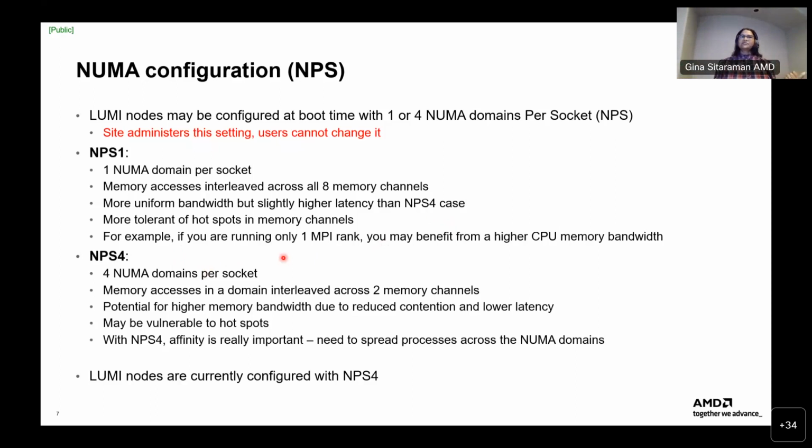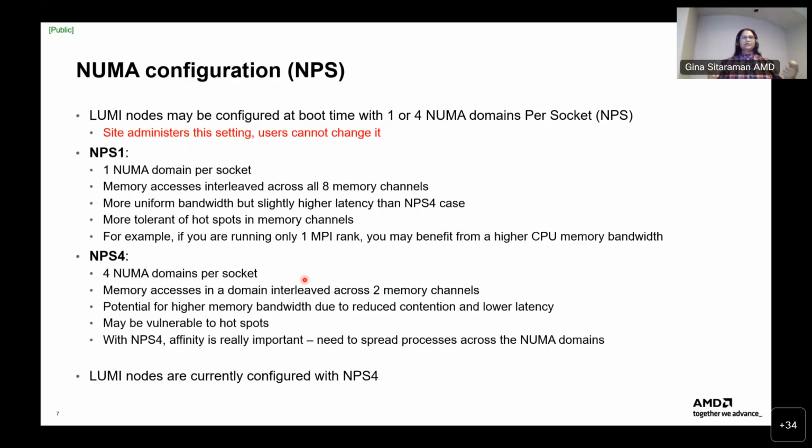But in NPS 4, we have 4 NUMA domains per socket. So of the 8 memory controllers, each NUMA domain is associated with 2 memory channels or 2 memory controllers. So all the memory accesses are going to be interleaved across 2 channels instead of 8. And so this helps us because of reduced contention. We can get a higher memory bandwidth and also lower latency because these memories will be local to this set of cores, all of them belonging to the same NUMA domain. But we may be vulnerable to hotspots.